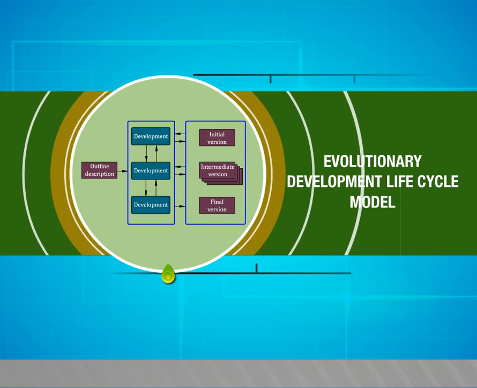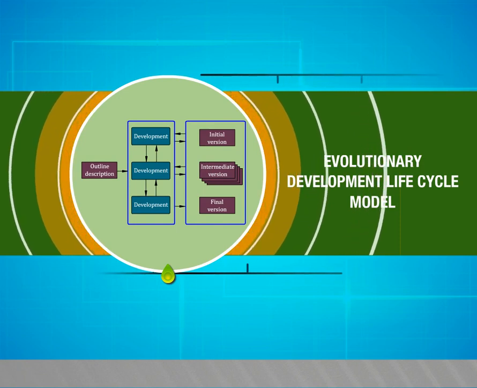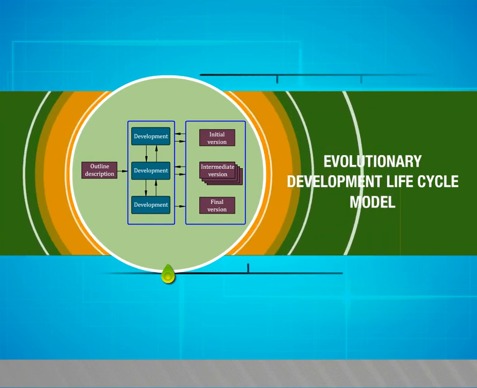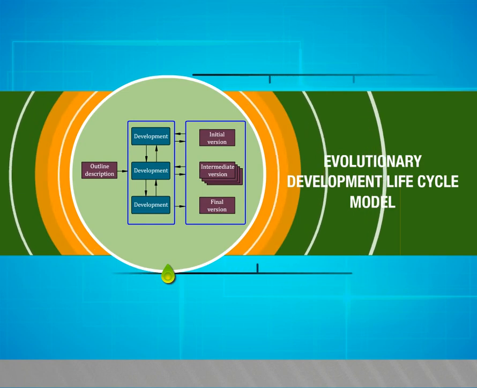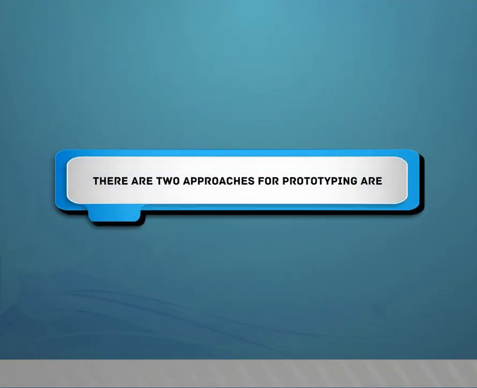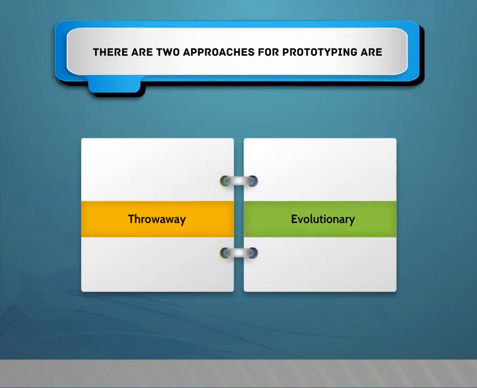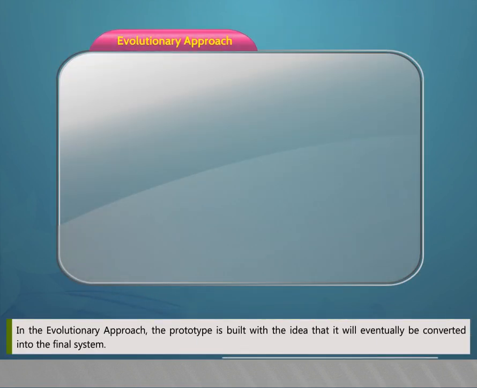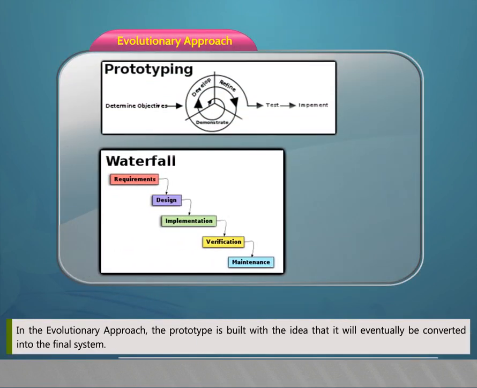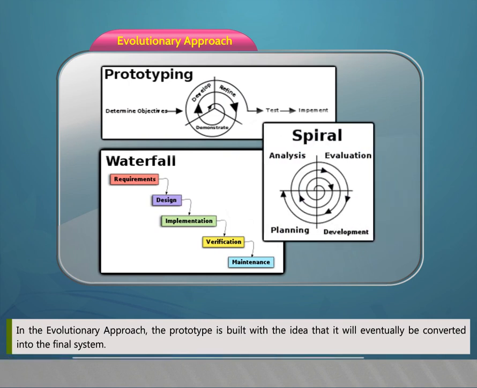Evolutionary Development Lifecycle Model. In this video, we are going to see about the Evolutionary Development Lifecycle Model. There are two approaches for prototyping: throwaway and evolutionary. In the evolutionary approach, the prototype is built with the idea that it will eventually be converted into the final system.